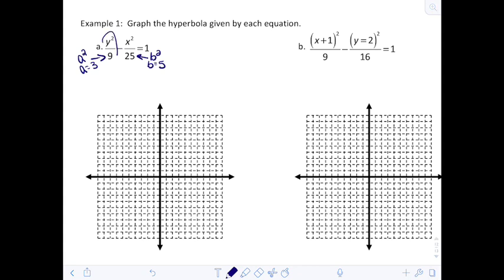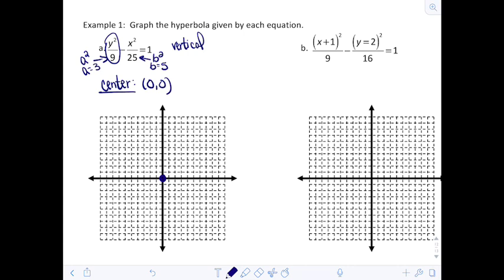Now if I look above a squared, I see a y. So that means this is going to be a vertical hyperbola. The transverse axis will go up and down. When I look for the center, the HK, there isn't one, it's just y squared and x squared. So my center is actually the origin. We're going to plot that right there.